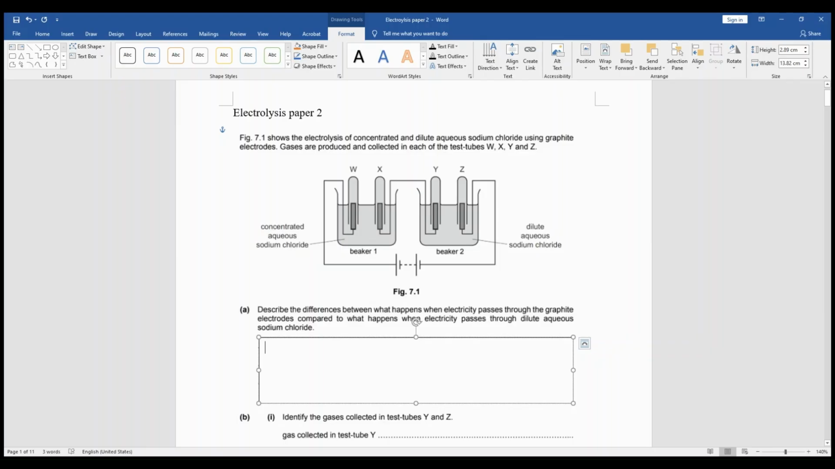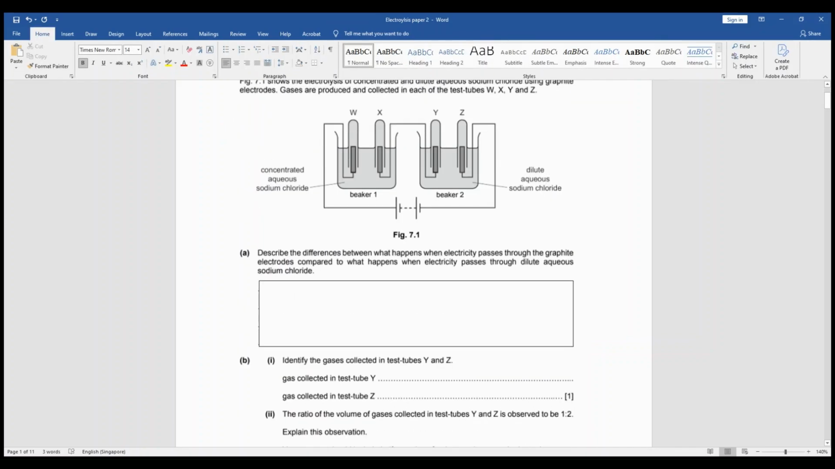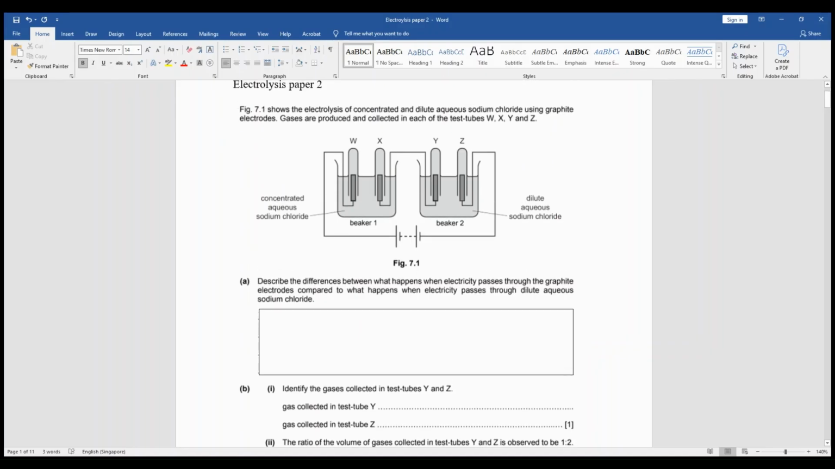Describe the differences between what happens when electricity passes through the graphite electrode compared to what happens when electricity passes through dilute aqueous sodium chloride. Not hard, quite easy. It should be talking about the different charge carriers. In graphite, the charge carriers are the electrons, also through the wires. So in the electrode, it's the electron that carries the charge. But once it goes to the electrolyte, it's the ions that carry the charge. It's worthwhile to make this difference in your concept, if you are not aware.